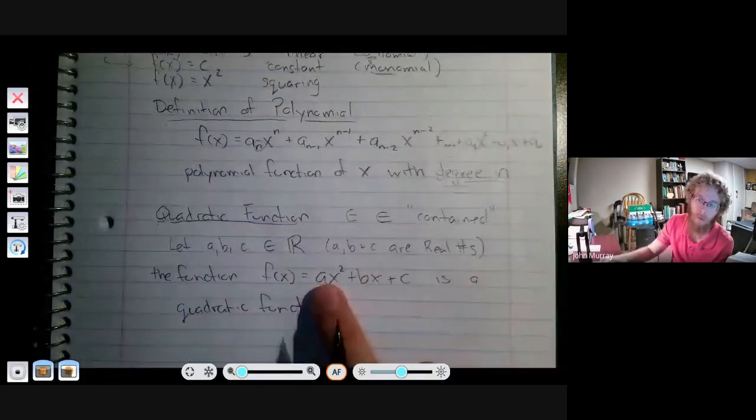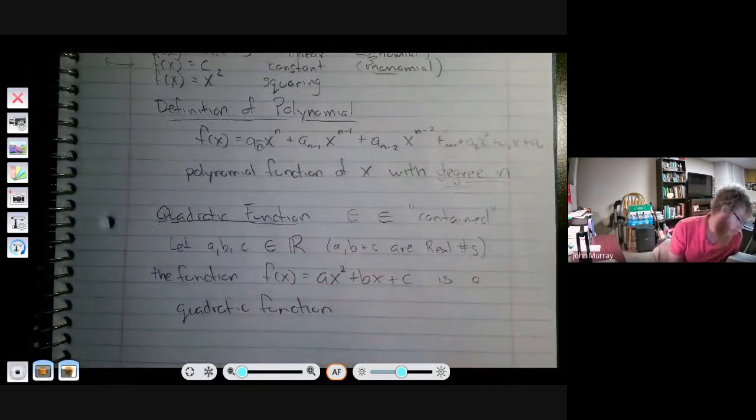Okay, so for now, we're going to be looking at our quadratic function as ax squared plus bx plus c. There are different forms of quadratic functions. We probably won't see them until tomorrow.